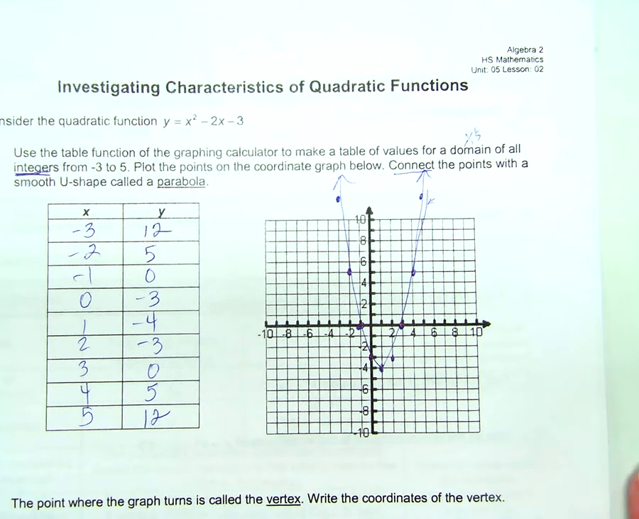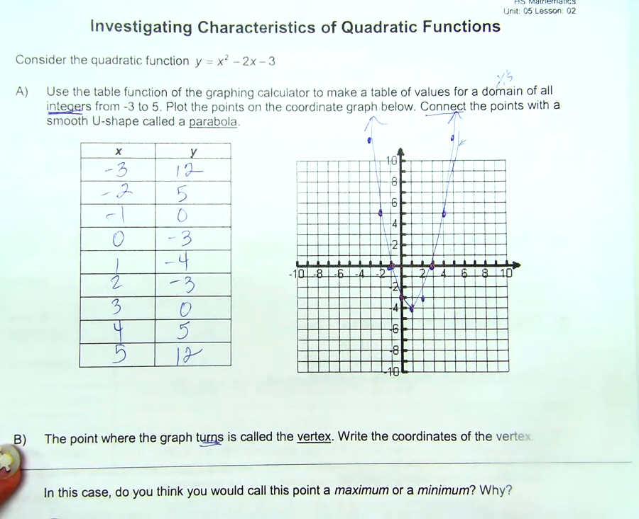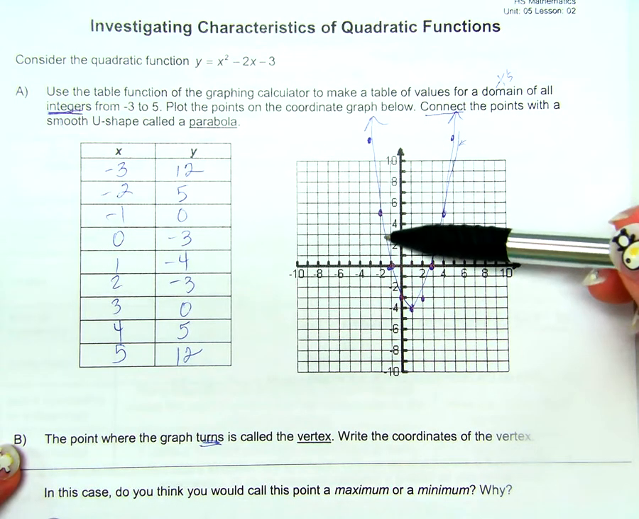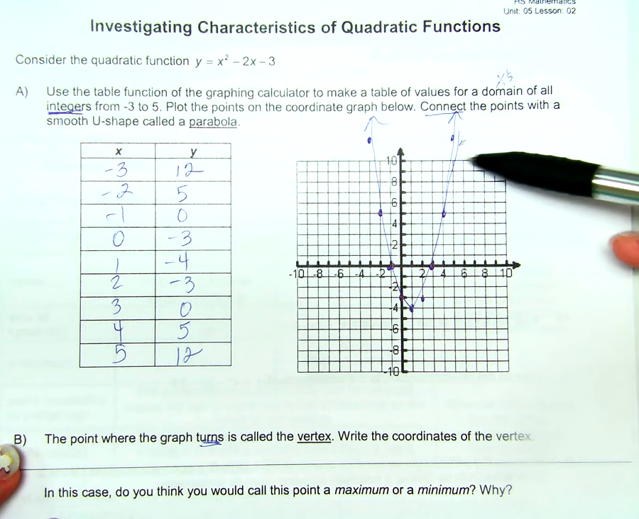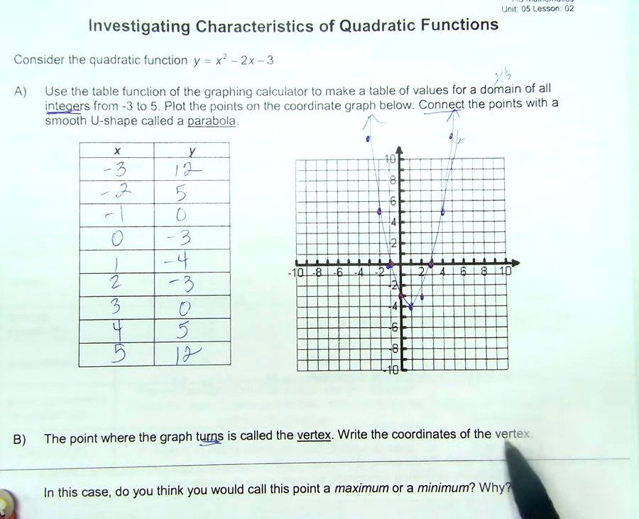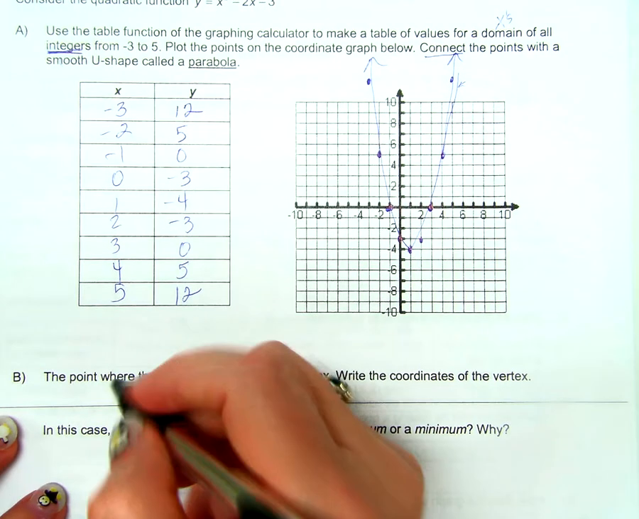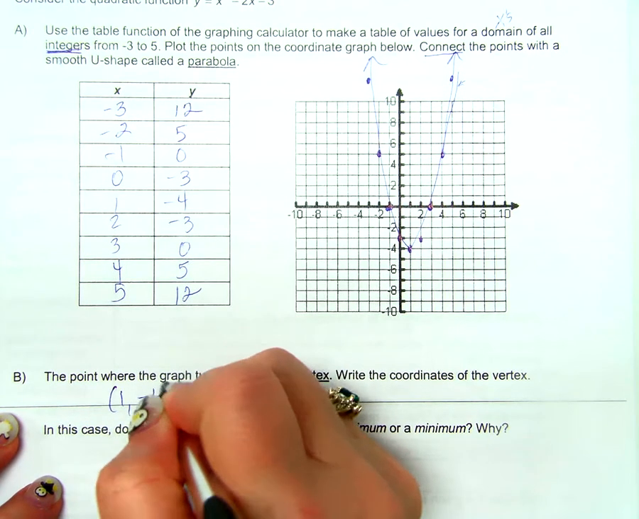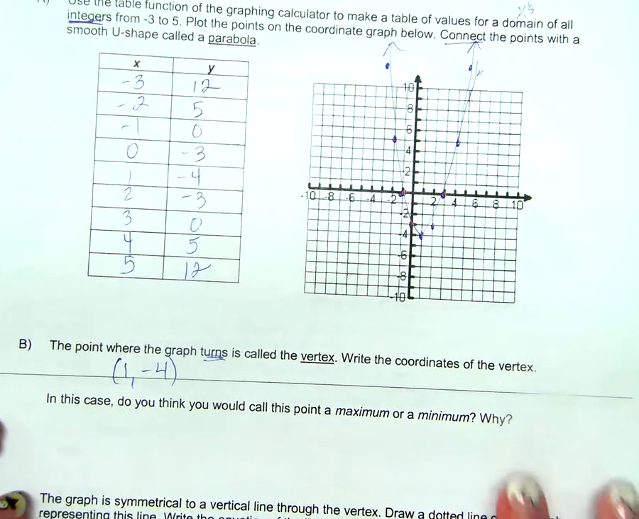All right, the point where the graph turns, do you know what it means by turns? It's going down and down and down, and then it's going up and up and up, right? So it's changing directions. It's called the vertex. What are the coordinates of this vertex? 1, -4. Very good. Okay. In this case, do you think this point would be called a maximum or a minimum? Why do you think it's called a minimum?